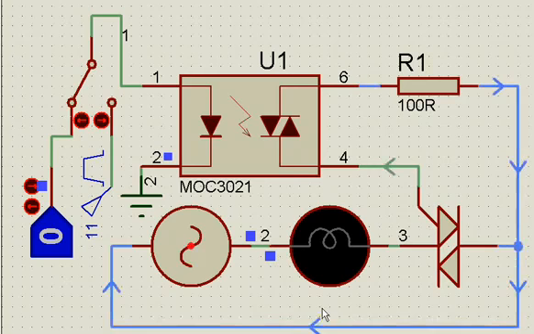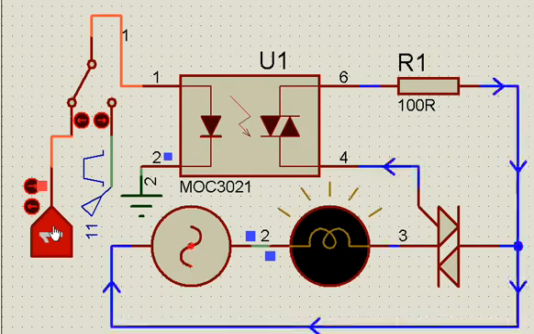The gate current is not flowing, so the main current cannot flow. In simulation you might be seeing something like this, but actually the gate current is not flowing because this path is open. Once this path is open, the gate circuit cannot be completed. In the process, the lamp doesn't glow.